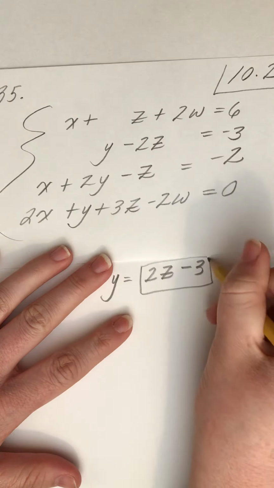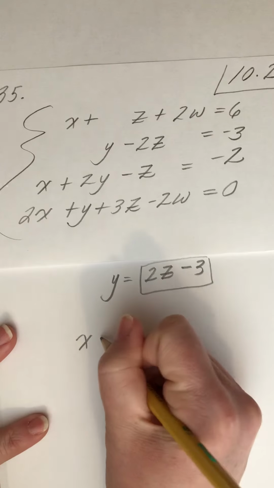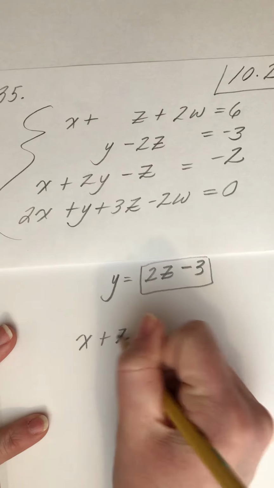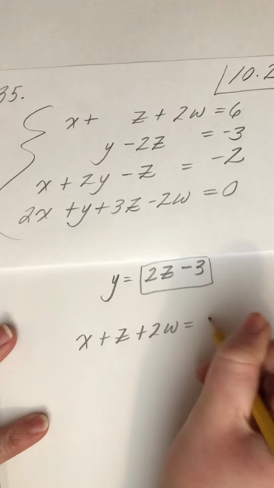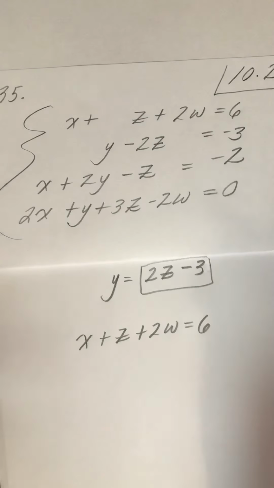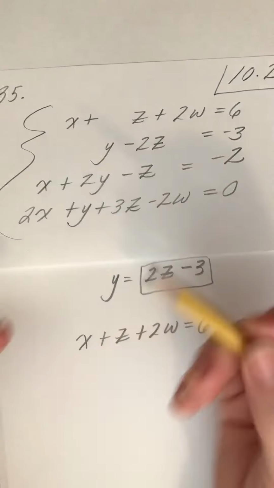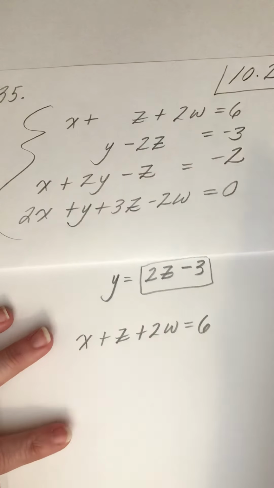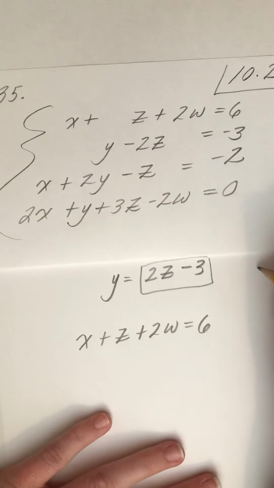So let's rewrite our top equations still. X plus z plus 2w equals 6. That one already didn't have a y involved. That's why I'm writing it again. We're trying to get rid of our y's just to eliminate one variable. So now we would have x. I'm going to do the work right over here. So we have x plus 2y, and then y is 2z minus 3.